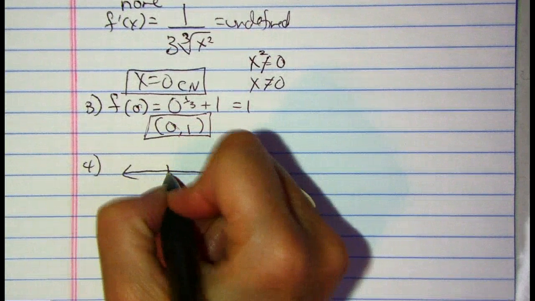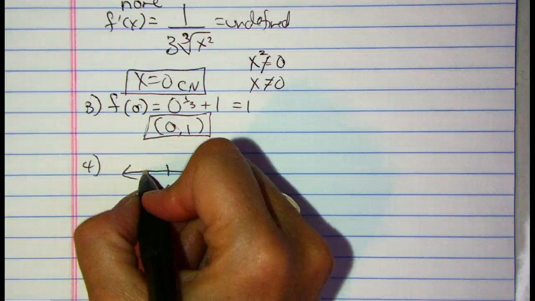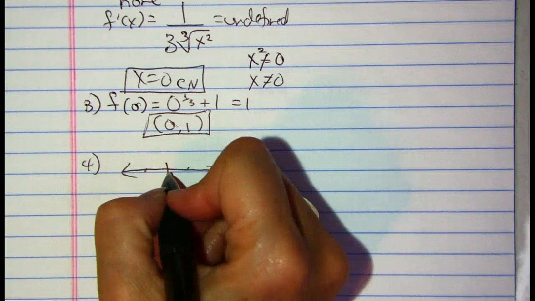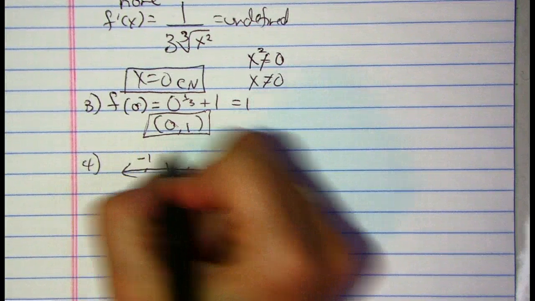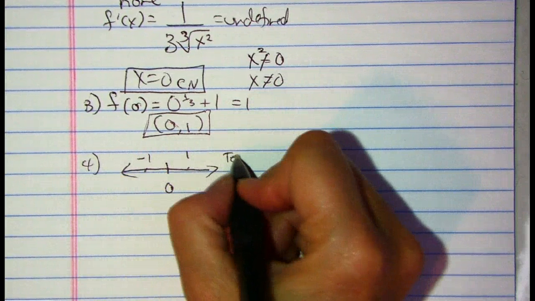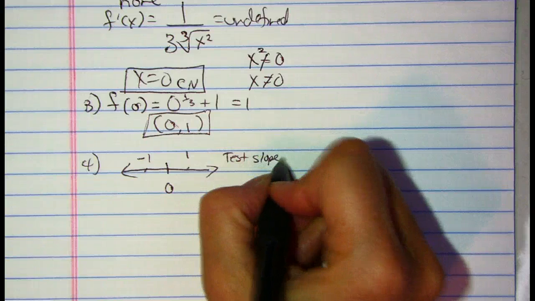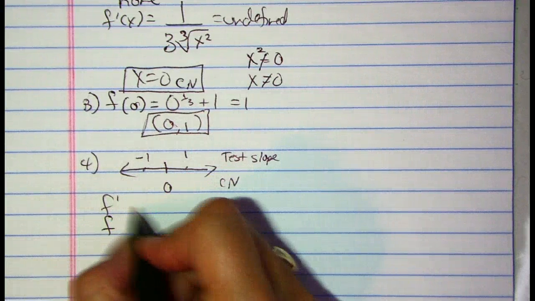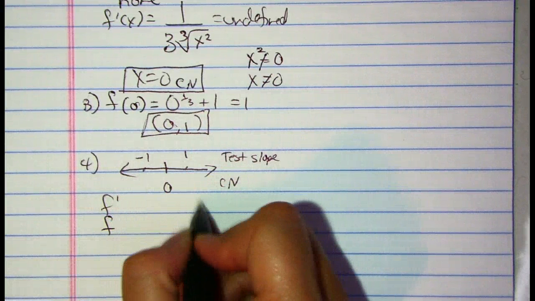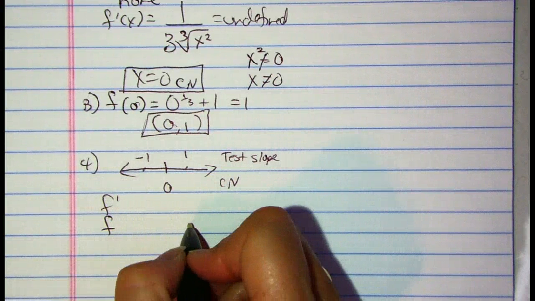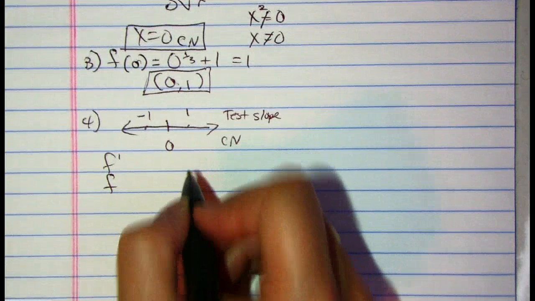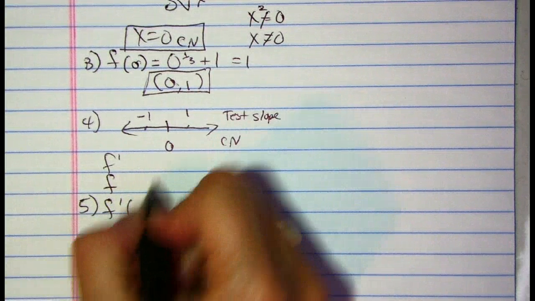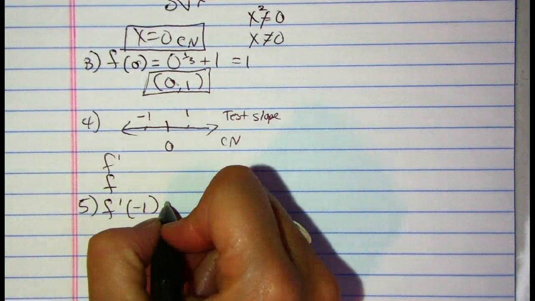I have one critical number at 0, so two test points to test the slope of the tangent line before and after 0. I could choose -1 and 1. So this is to test my slope, and this is my critical number. And I want to find out if my slope is positive or negative, and I can state if the function is increasing or decreasing. Well, how am I going to do that? In my first derivative, I'm going to put my test point of -1.